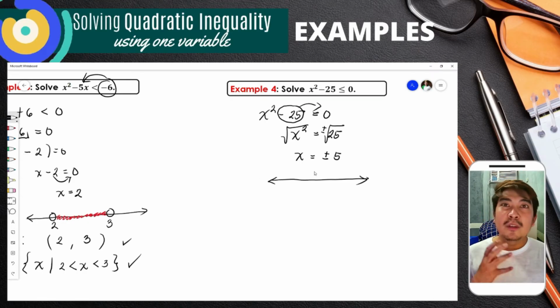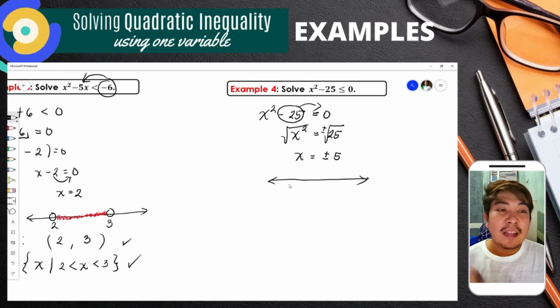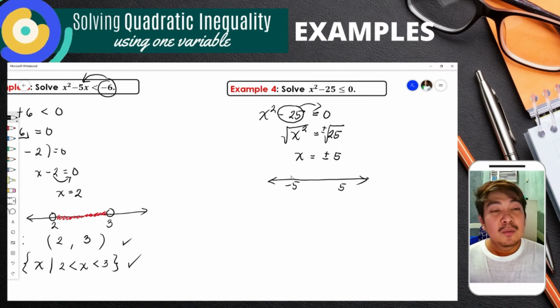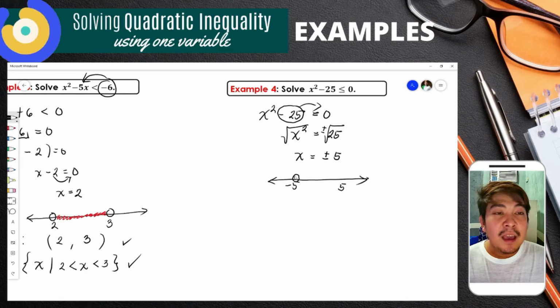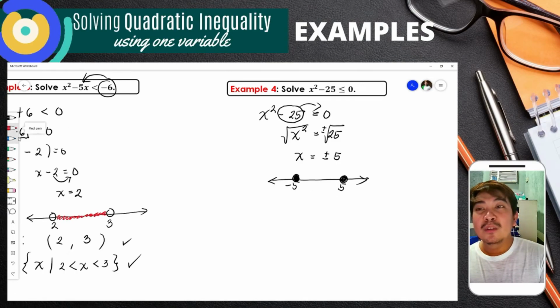So the first thing that we should plot is the smaller value, which is negative 5, and then the other one is positive 5. So we should take note that 5 and negative 5 are included in our solution since may equal sign ng ating inequality symbol dito. So therefore, the dots should be shaded. Yan. So it means that negative 5 and 5 are included in our solution set.